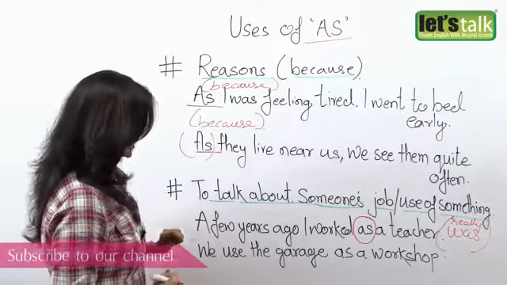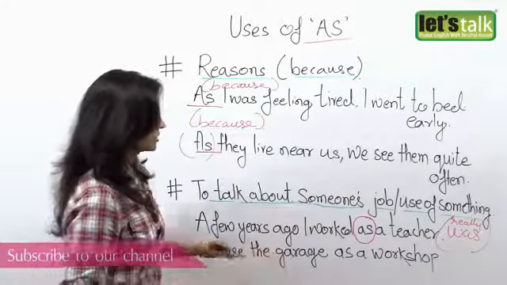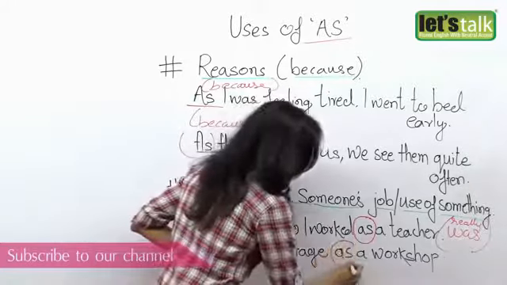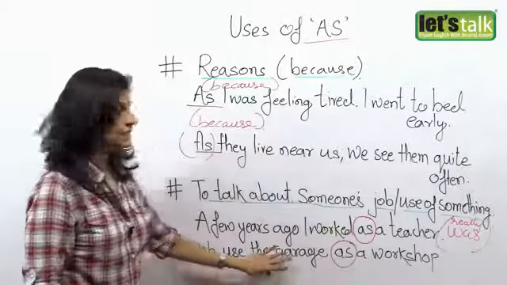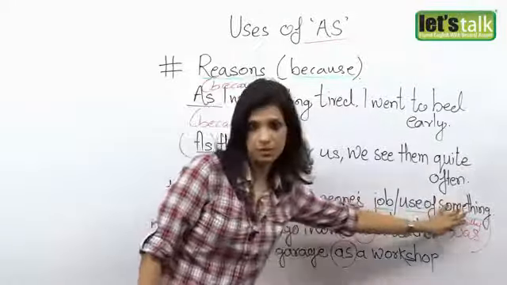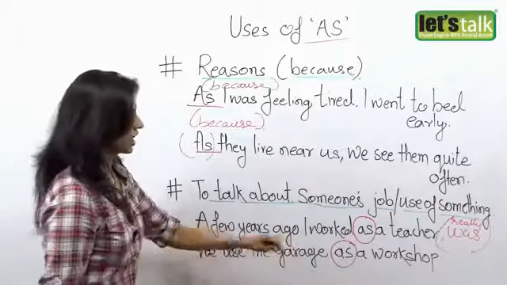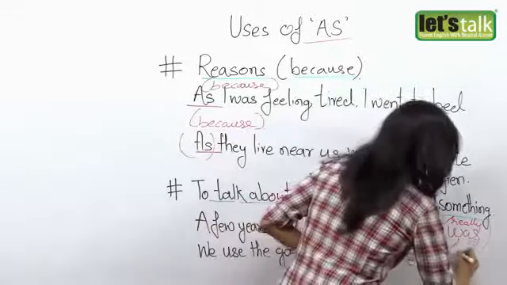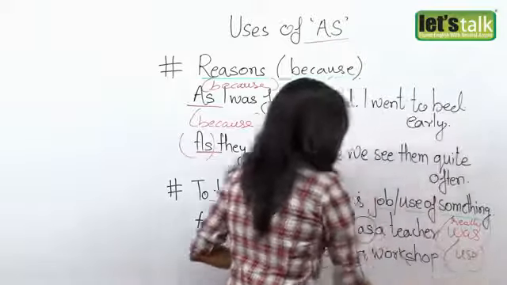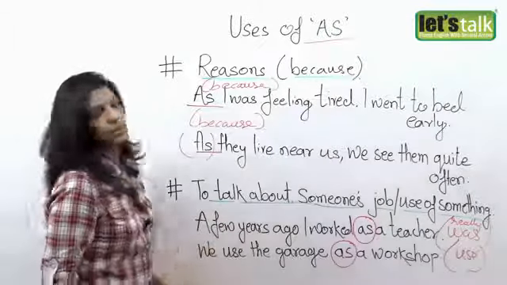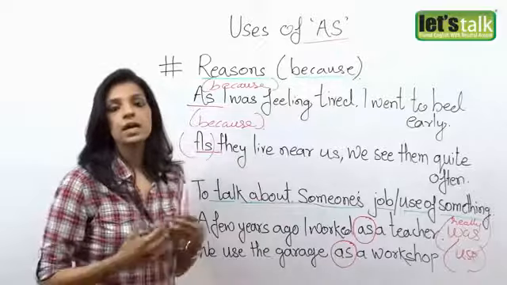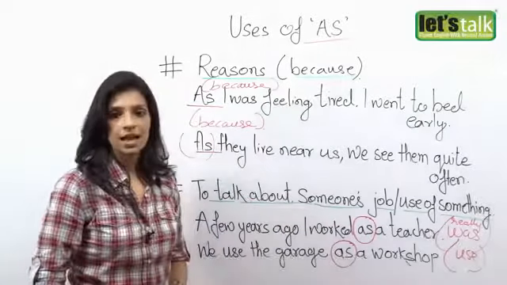Okay, let's move on to the next example. We use the garage as a workshop. Now here you are saying how you make use of something. So you use your garage as a workshop. Well friends, I hope these two points are clear to you. And now we'll take a look at some more sentences, how to use "as".